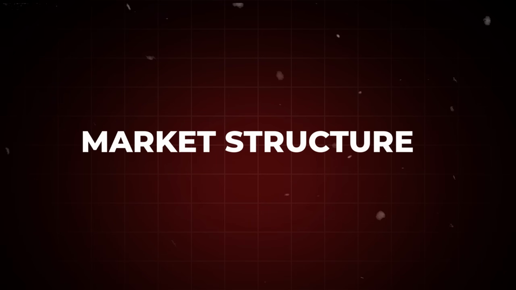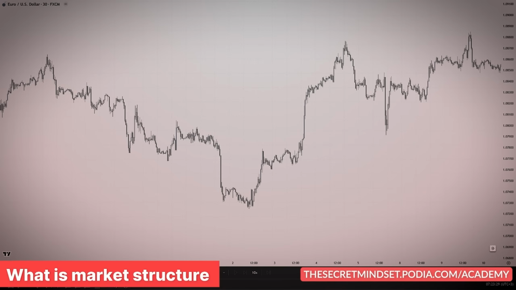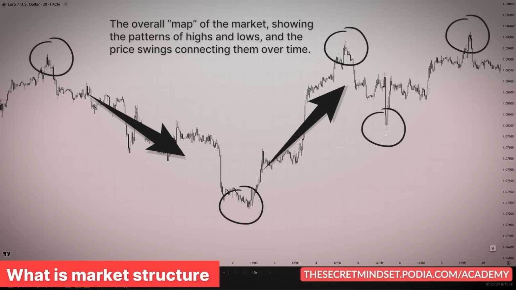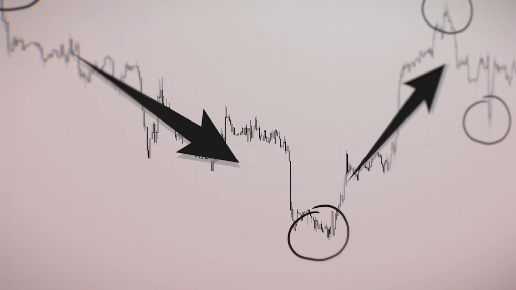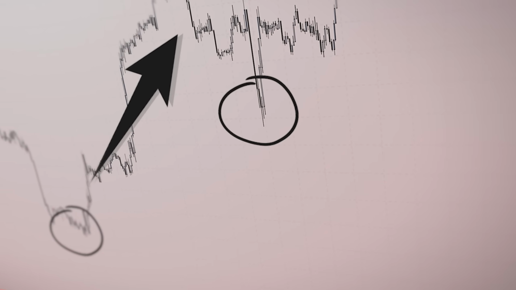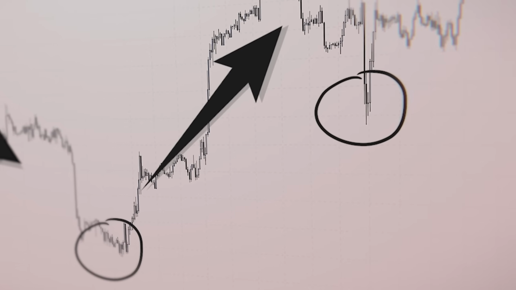Let's start with the market structure. Market structure refers to the overall map of the market, the patterns of highs and lows, and the price swings connecting them over time. If you look at any price chart, you'll see the market structure laid out before your eyes, the static record of how price moved in the past.